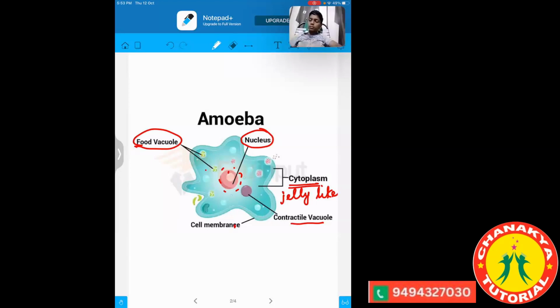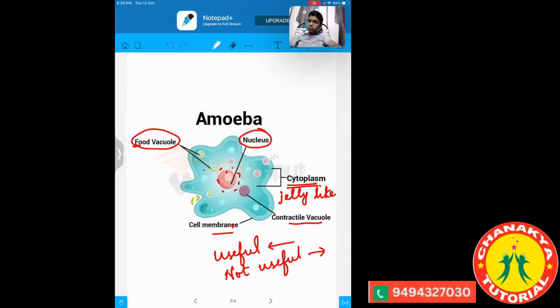With the help of the cell membrane, things come into the body and go outside the body. Whatever useful things are there, they take inside, and whatever is not useful, they throw outside with the help of the cell membrane. Whatever they need, they take in through the cell membrane, and whatever they do not need, they throw out. So this is the basic structure of the amoeba.